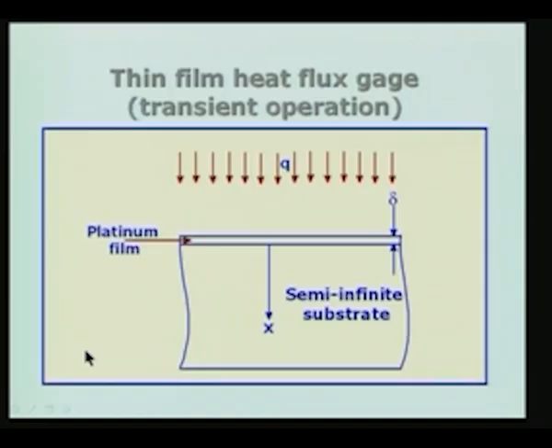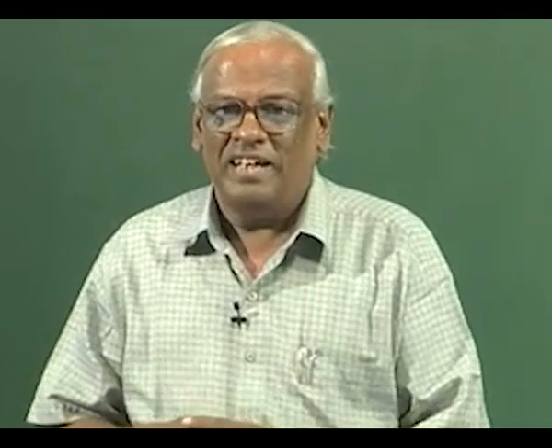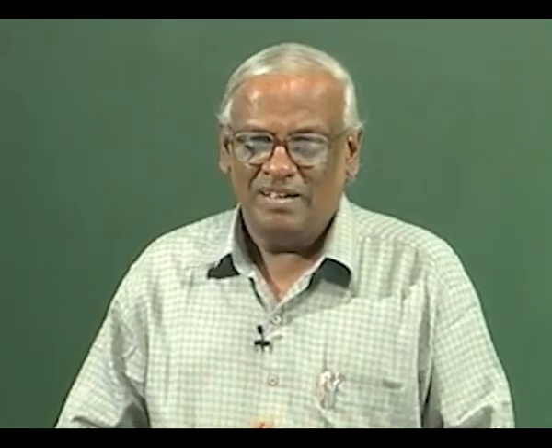So, let us look at the second type of application, which we call a thin film heat flux gauge, and these are used for measurement of transients over very small periods of time. You had a copper of 3 millimeter thickness, we had a stainless steel of about 12 millimeter thickness. Now, we are not talking about millimeters of thickness, we are talking about a very thin gauge. So, what is the difference between the present thin film heat flux gauge and the previous slug gauge?